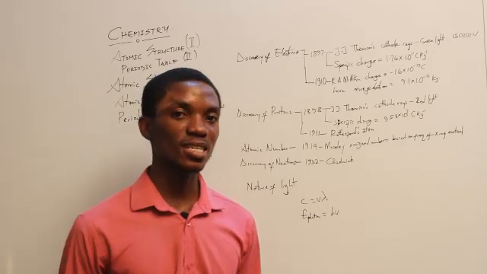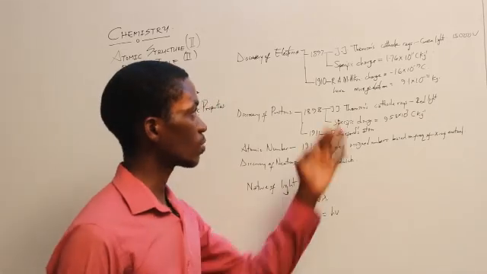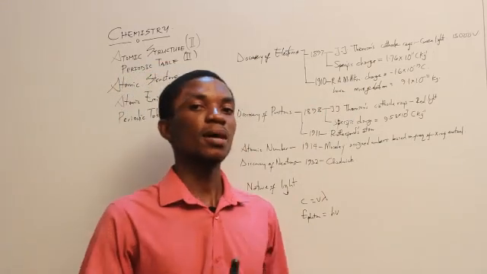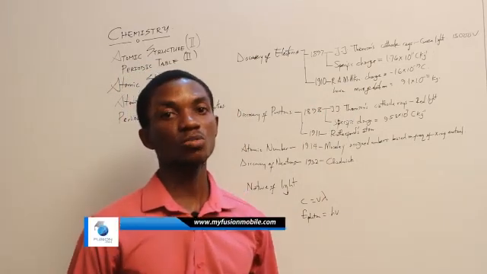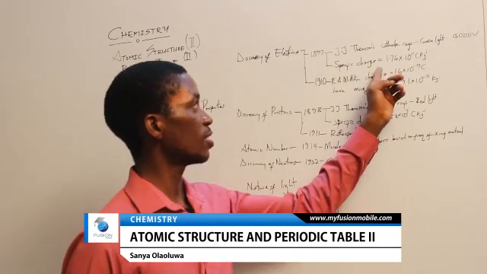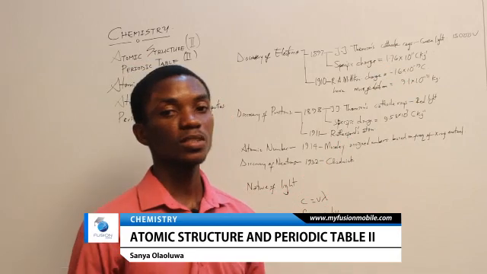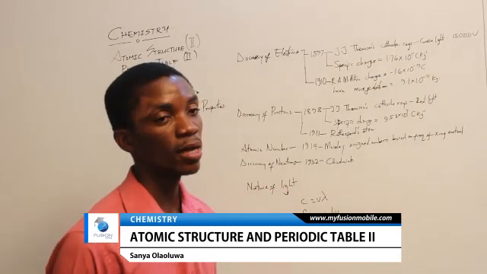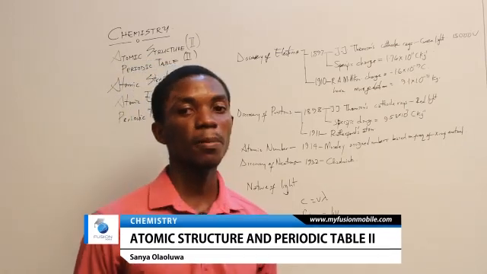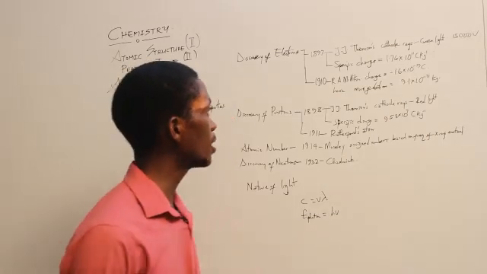positive magnetic field. And he went ahead to conduct further experiments to discover the charge to mass ratio of the substance, and he calculated it to be 1.76 times 10 raised to the power 11 coulombs per kilogram.